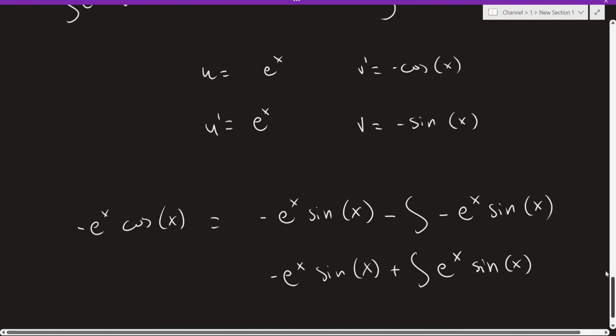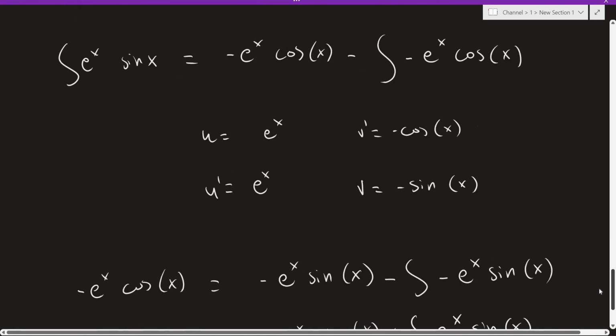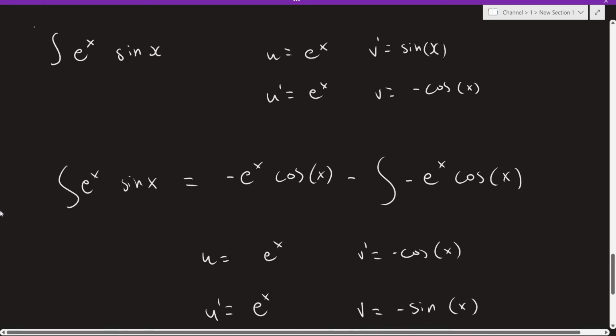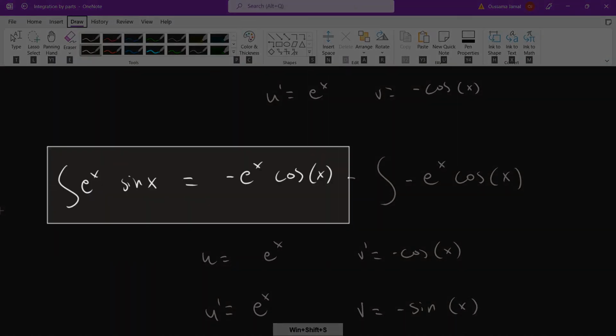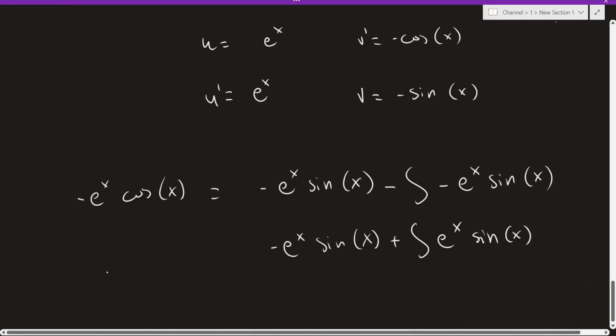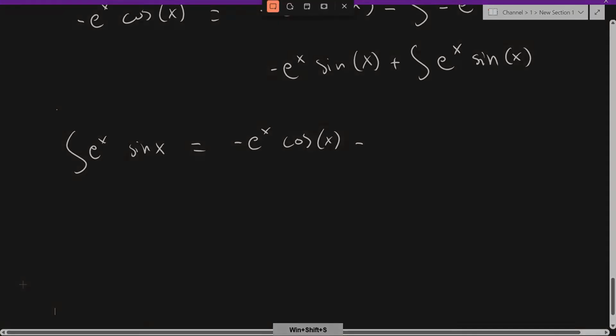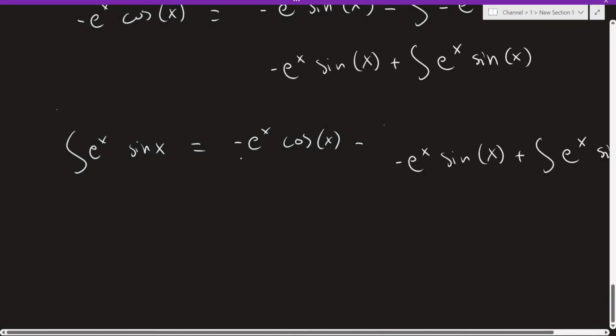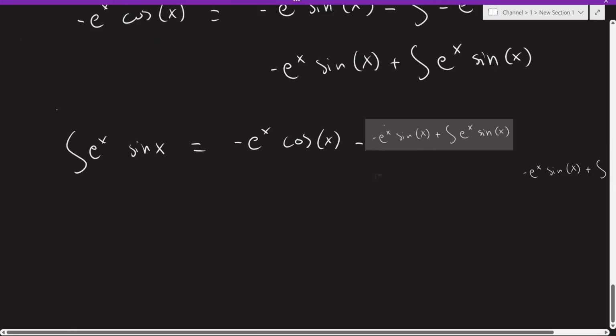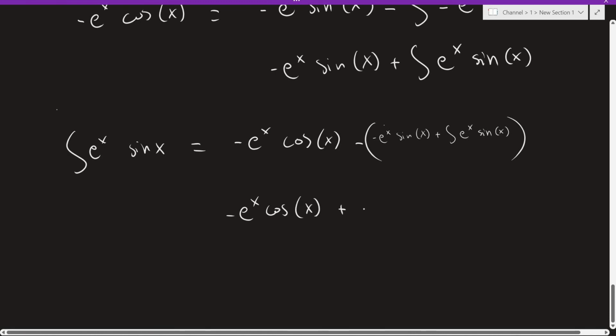Okay, put this back in the formula. Let's copy the formula here, which is e^x with the negative. So let's paste it here. Let's also copy this. All right, we see two negatives again. So just distribute the negative: negative e^x cosine x plus e^x sine x minus the integration of e^x sine x.